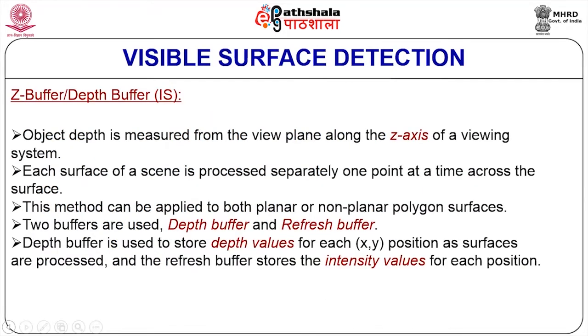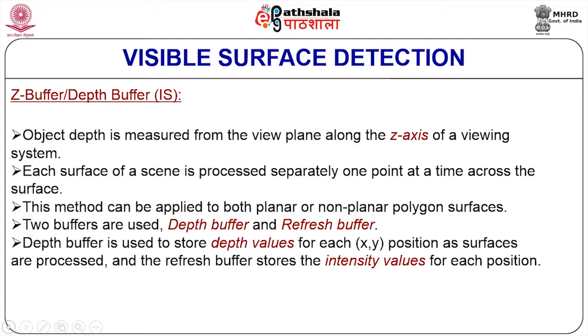The other method, which is most popular among the visible surface detection methods, is the Z buffer or the depth buffer method, which is categorized in the class of image space methods. In the previous example we saw an object space method. This is an example of an image space method.